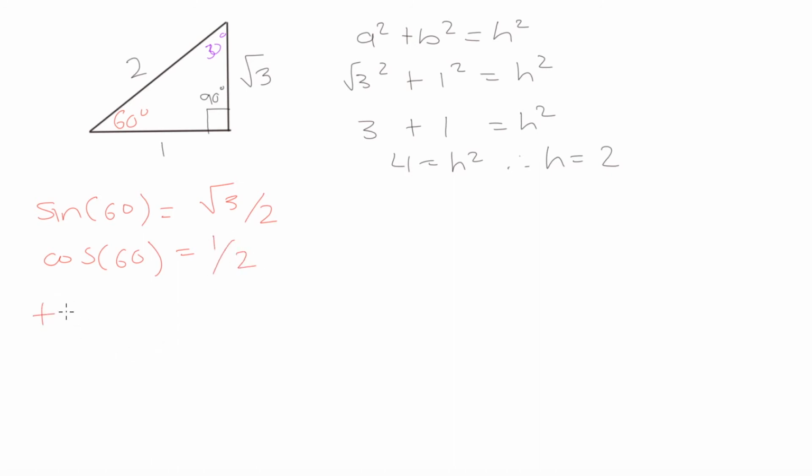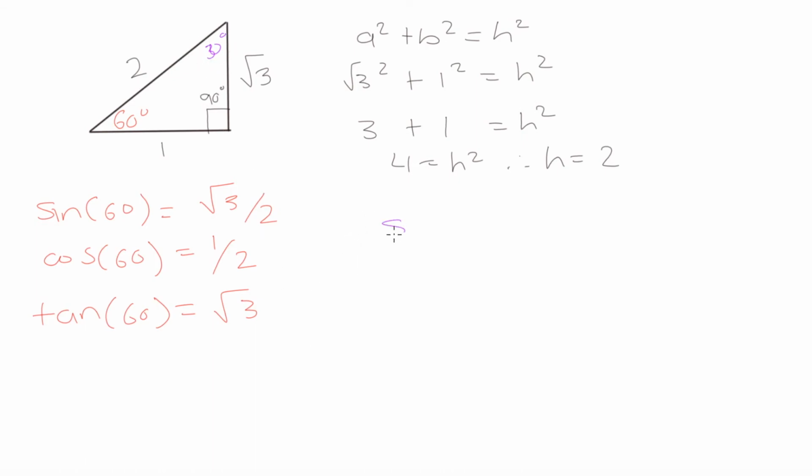Now let's do tangent of 60. Tan 60 is going to be the opposite side over the adjacent side. So our opposite side is root 3, and our adjacent side is 1. So we're going to get root 3. Now let's say this is our theta. Now we're interested in this angle here, and this angle is a 30-degree angle.